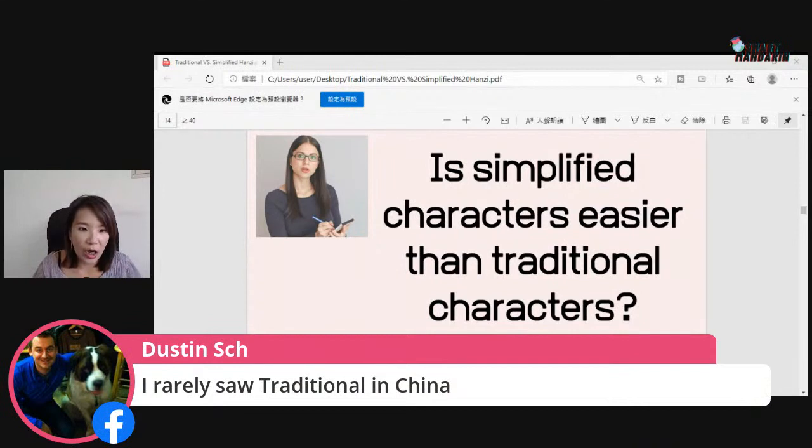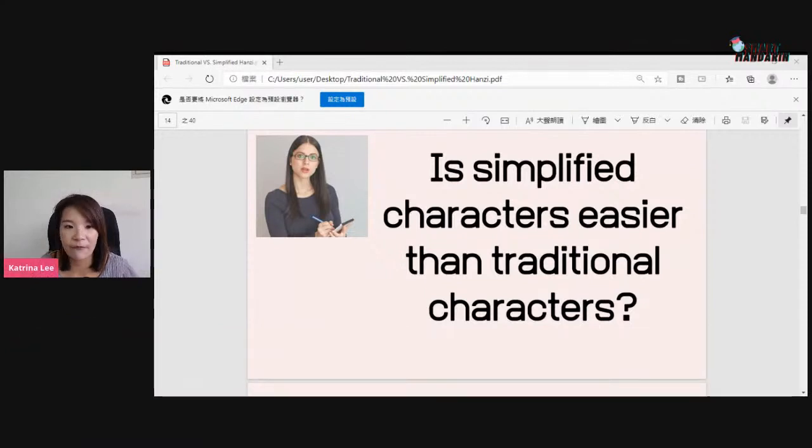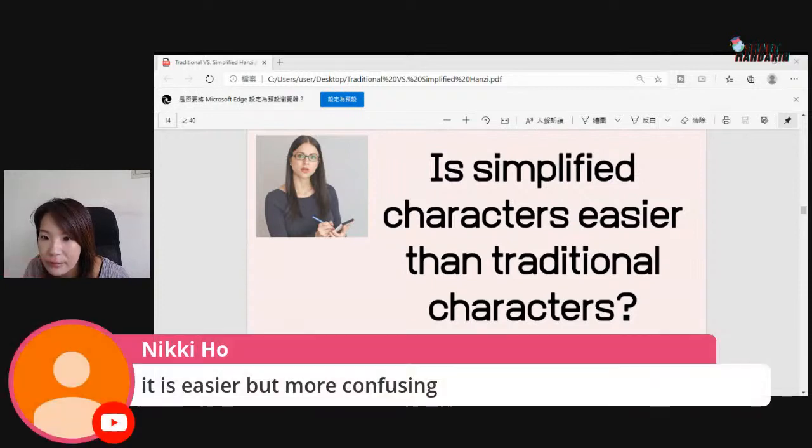I rarely saw traditional. Yeah, you don't see that a lot because they promote simplify. But if you come to Taiwan, then you don't see simplify at all. Let me take one more. It's easier but more confusing. You mean simplify, right? It looks easier but more confusing. So let me just take one more.